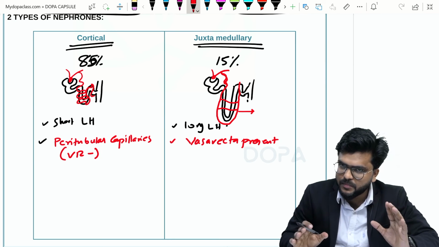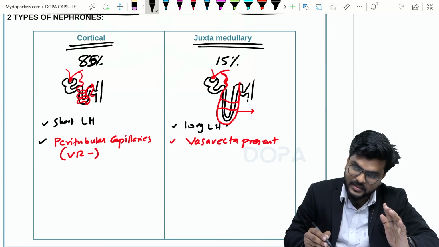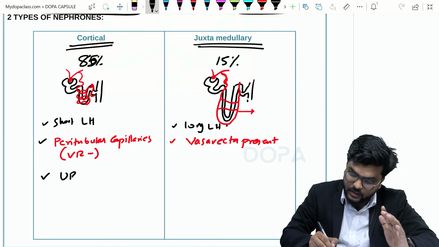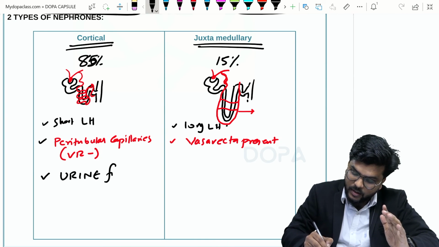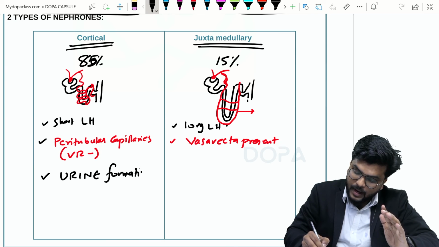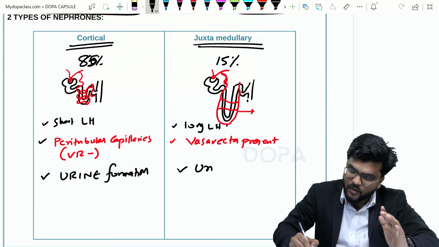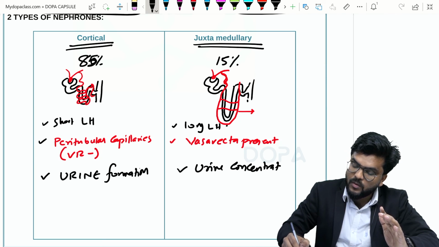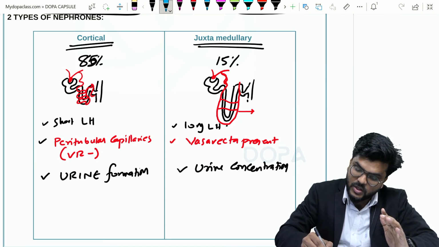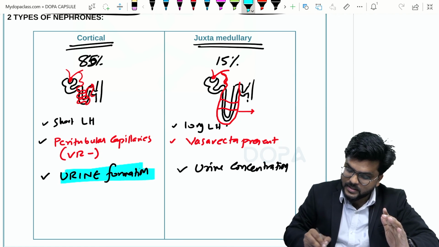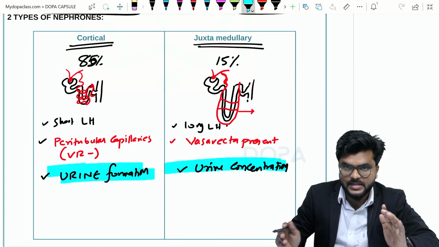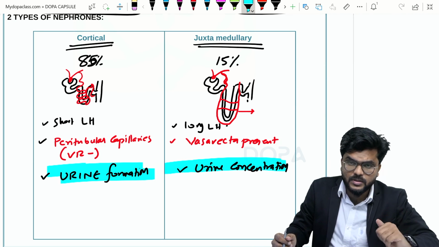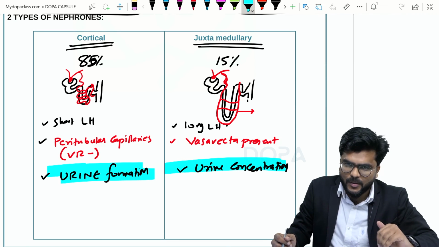This is the thing mentioned in your NCERT, and we have to understand the important thing. The cortical nephron is associated mainly with urine formation, and the juxtamedullary nephron is associated mainly with urine concentration. So we will be discussing each individual topic, that is urine formation as well as urine concentration, separately in the coming sessions.